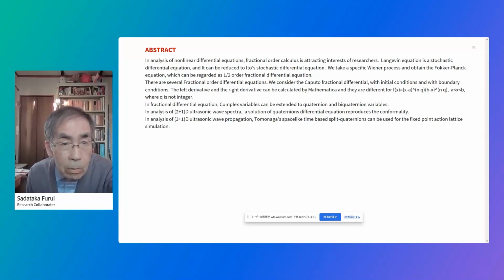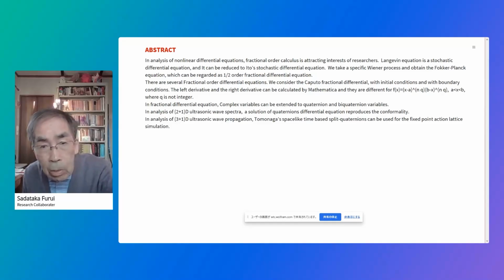There are several fractional order differential equations. We consider the Caputo fractional differential with initial conditions and with boundary conditions. The left derivative and the right derivative can be calculated by Mathematica, and they are different for the case of f(x) equal to (x minus a) to the q-th order and (b minus x) to the q-th order, where x runs from a to b, and q is not an integer.